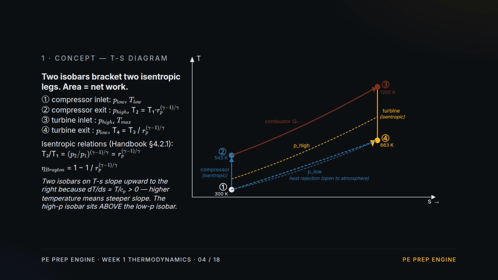Brayton on the TS diagram has 4 states. 1. Compressor inlet, atmospheric air. 2. Compressor exit, same entropy, higher temperature and pressure. 3. Turbine inlet, peak temperature after combustion, still high pressure. 4. Turbine exit, same entropy as 3, back at low pressure. 2 isobars bracket 2 isentropic legs. The enclosed area is net work per unit mass. The key relation, for an isentropic ideal gas process, the temperature ratio is the pressure ratio to the power gamma minus 1 over gamma, the formula that ties Brayton together.